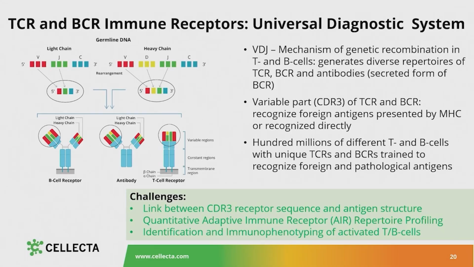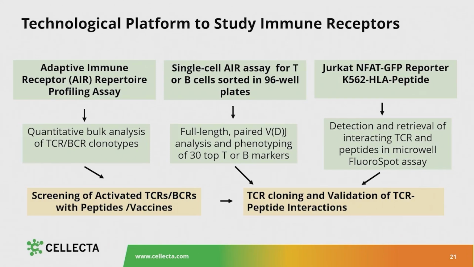Currently many research groups are making a lot of efforts to decipher this type of interaction. But right now we are at the stage where we don't really have a clear connection between the sequence of an immune receptor and the antigen it recognizes. In order to facilitate these studies, we developed three technologies which we are going to discuss today.